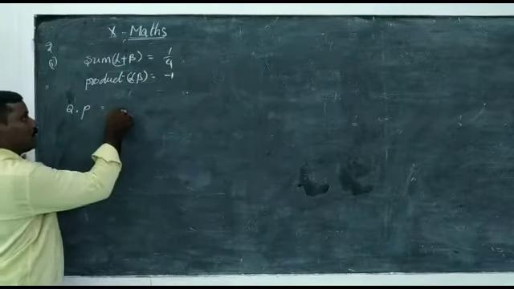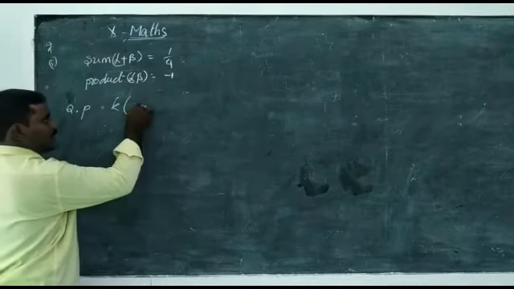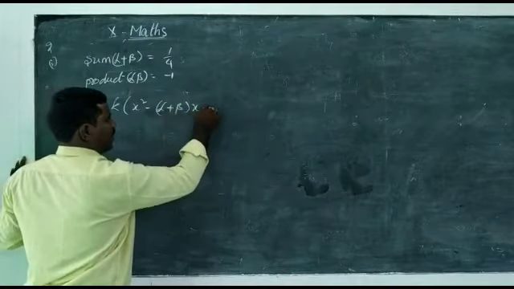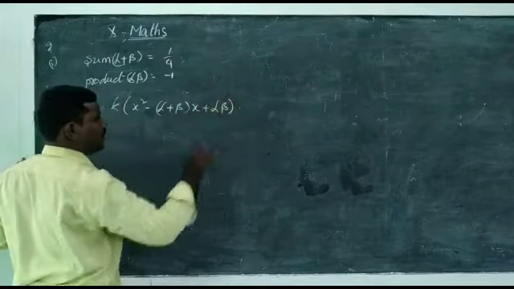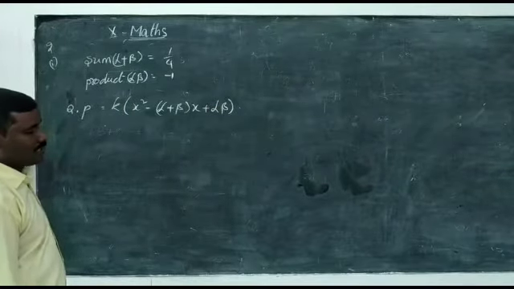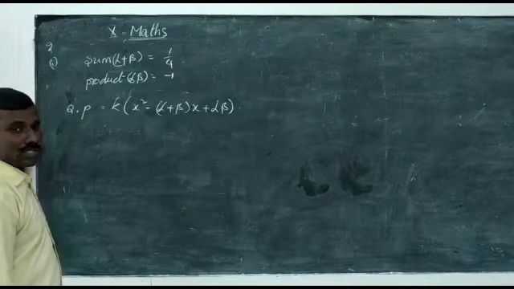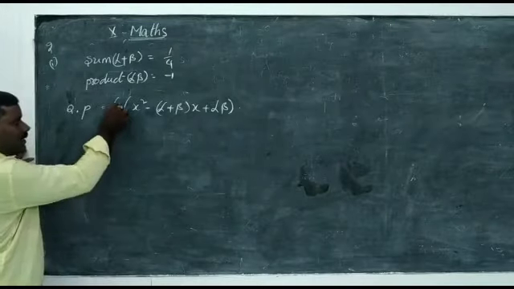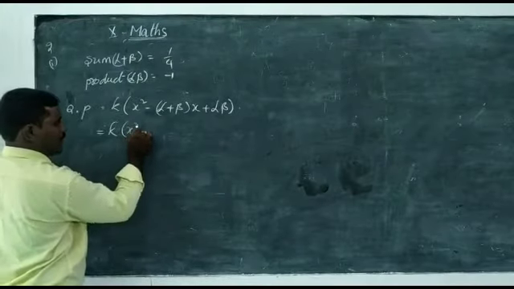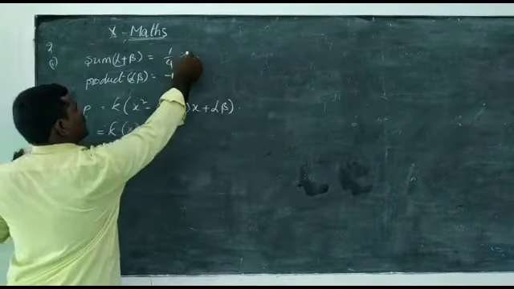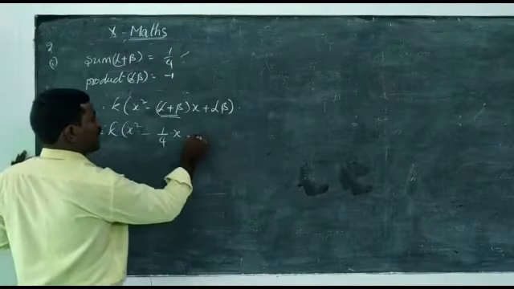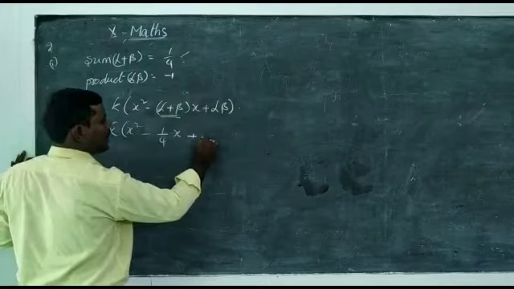If you want the quadratic polynomial when sum and product are given, the formula is k into x square minus (alpha plus beta) into x plus alpha beta. This is the quadratic polynomial when sum and product of the zeros are given. Now substitute here: k into x square minus, what about alpha plus beta? Given 1 by 4, into x plus alpha beta, what about alpha beta? Minus 1.